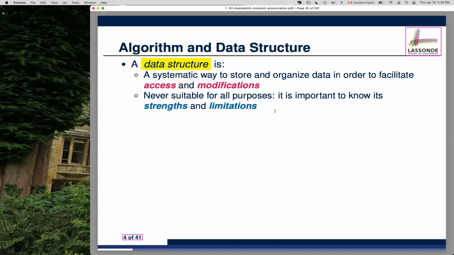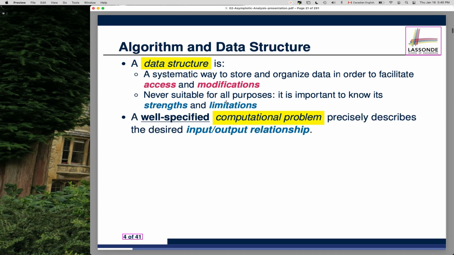So there will be so many data structures we have to learn, and you have to make an informed decision about when to use which. Okay, so strength and limitations. Especially when we start talking about linked list, you have to be very clear about the strength and limitation between arrays and linked lists. That's for later.